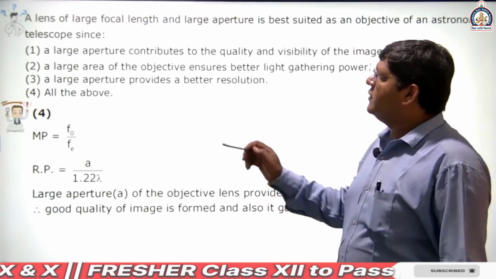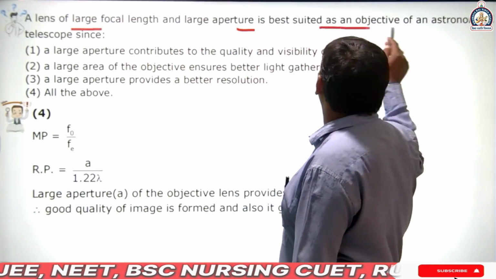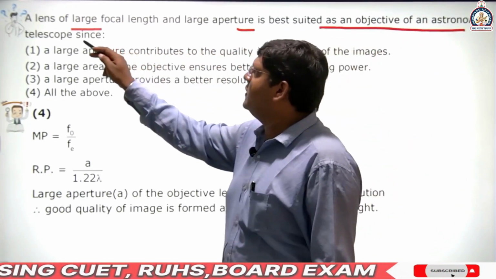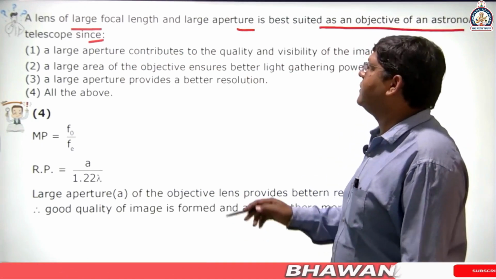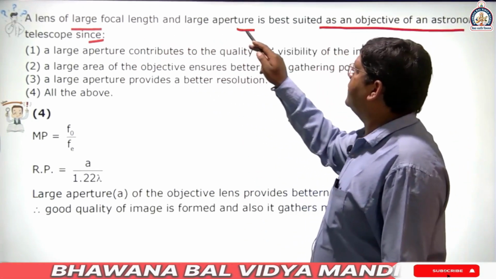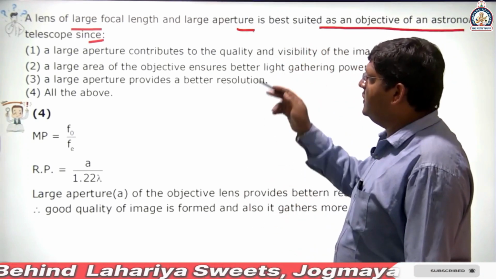Moving to the next part, the question says a lens of large focal length and large aperture is best suited as an objective lens of an astronomical telescope. Since when we are using an astronomical telescope, we should use a lens of large focal length and large aperture as an objective. Why is it so? So these are the options.